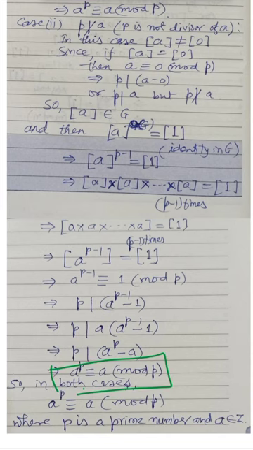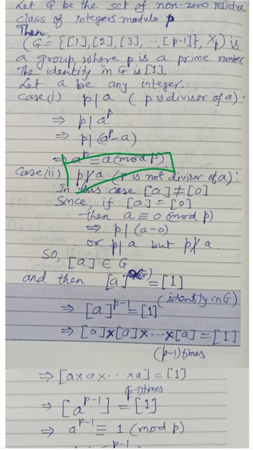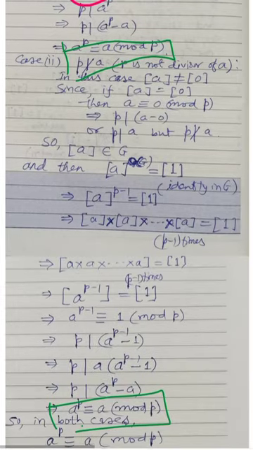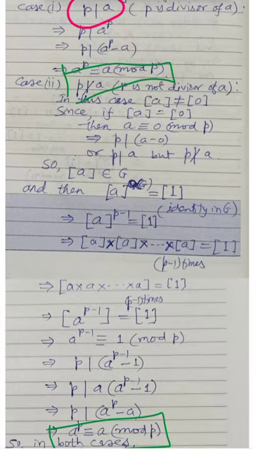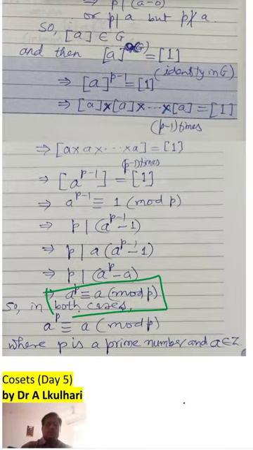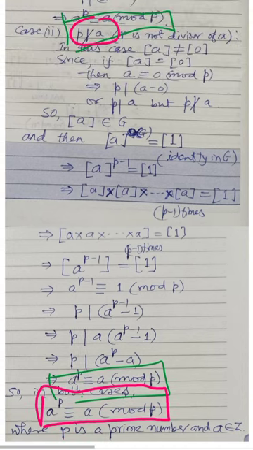So in both cases, already here, A raised to power P is congruent to A modulo P if we take P is the divisor of A, and if P is not a divisor of A, then also we have, in both cases, A raised to the power P is congruent to A mod P. This is our Fermat's theorem.